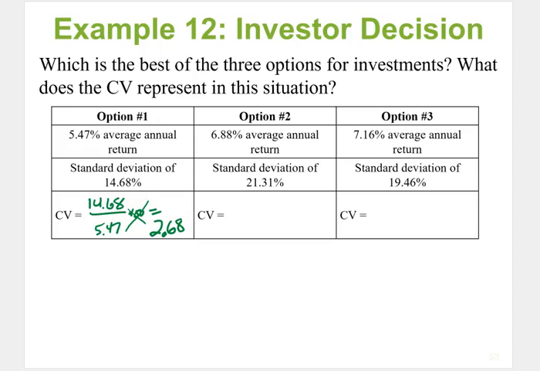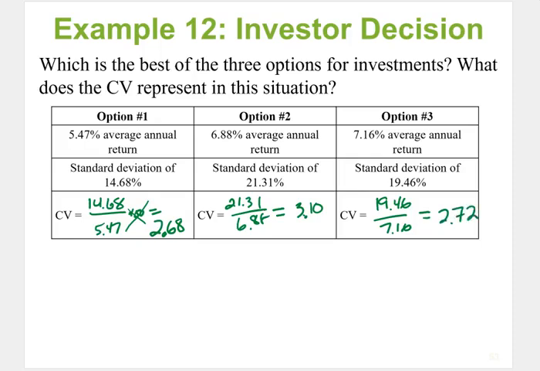Do the same thing for each of the other options. Second option has a 6.88% return and a standard deviation of 21.31%. So 21.31, divide that by the 6.88, and you get about 3.10, give or take a little bit. And then your last option, which has the highest return, but has a pretty high standard deviation, and that would give you about 2.72.